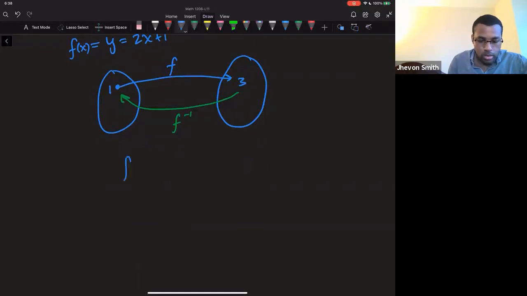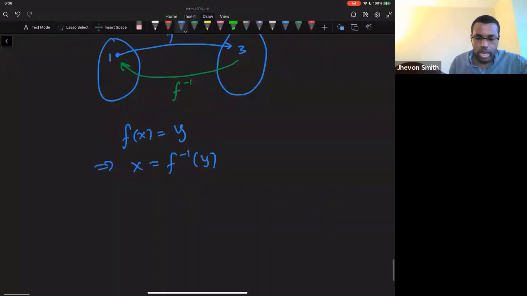And so when we say f of x equals y, it's the same as saying x equals f inverse of y. We also spoke about that yesterday. I don't know if you got to watch the video yet. And so if you take f inverse of the output, it gives you back the original input.